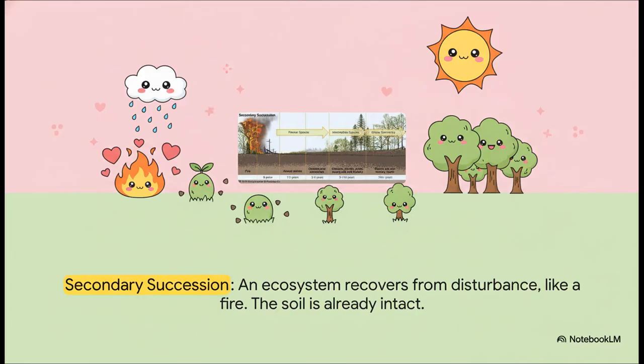And then you have secondary succession, which is much, much faster. This is what happens after a big disturbance, like a forest fire. The key difference is the soil is already there. And that gives nature a huge head start, letting grasses, and then shrubs, and then larger trees regrow in a relatively short amount of time. It's truly nature's comeback story.